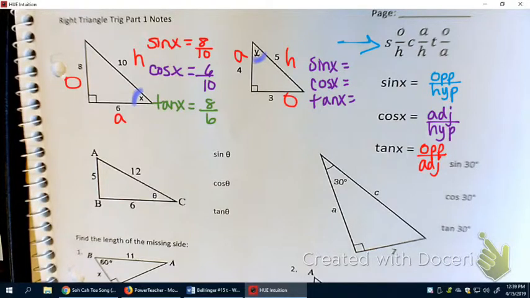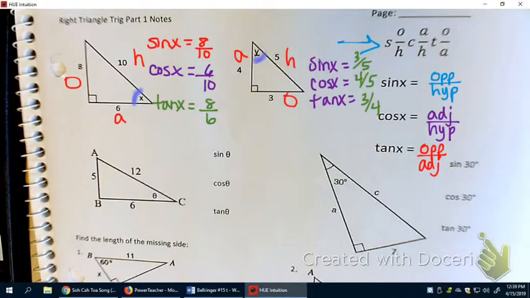Alright, so you should get 3 over 5 for sine, 4 over 5 for tangent, and 4 over 5 for cosine, and 3 over 4 for tangent. Questions about those?